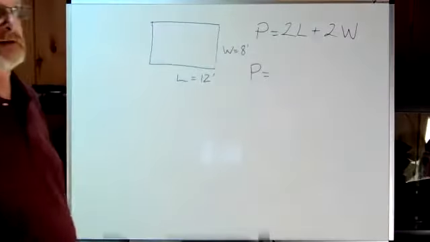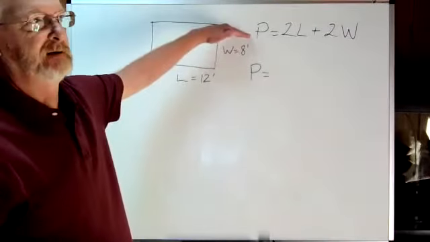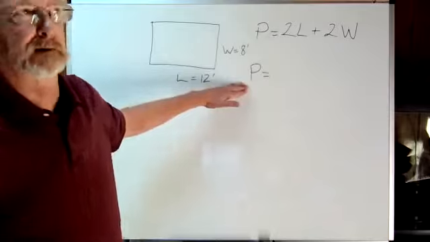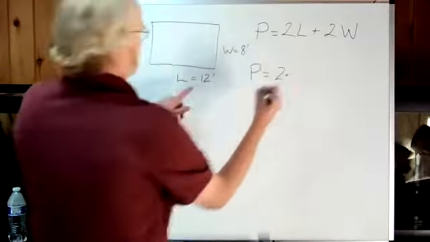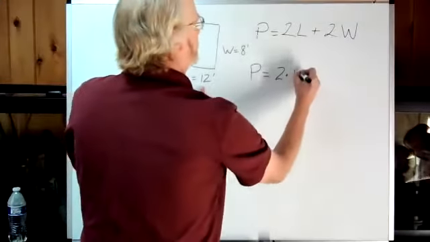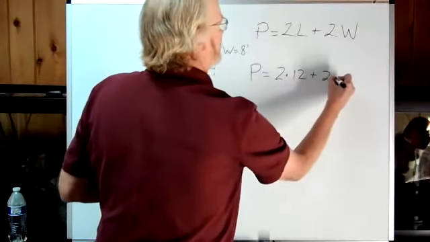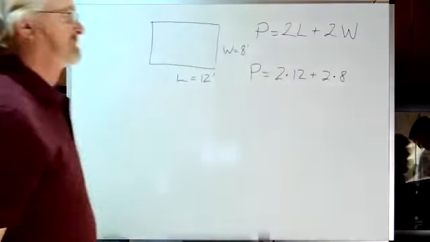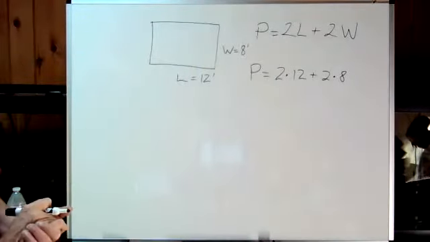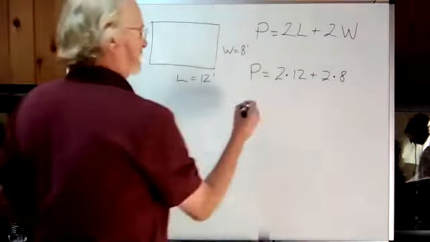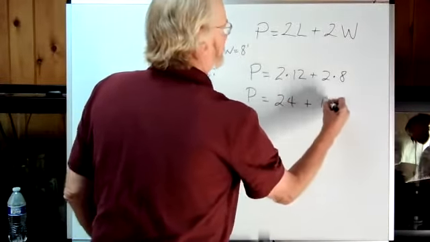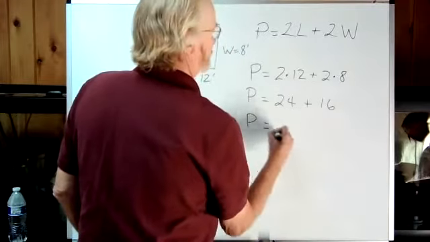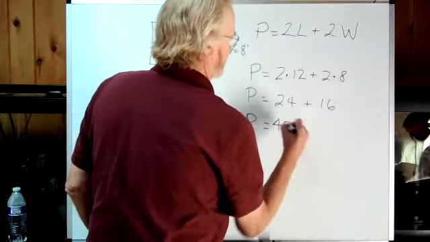A good process is always to start with your formula. Next step, plug in the numbers that you know. So in the formula, there's a 2 times whatever the length number is, plus 2 times whatever the width number is. And now I follow my rules for simplifying that expression. 24 plus 16, and the perimeter, that makes that a 40.